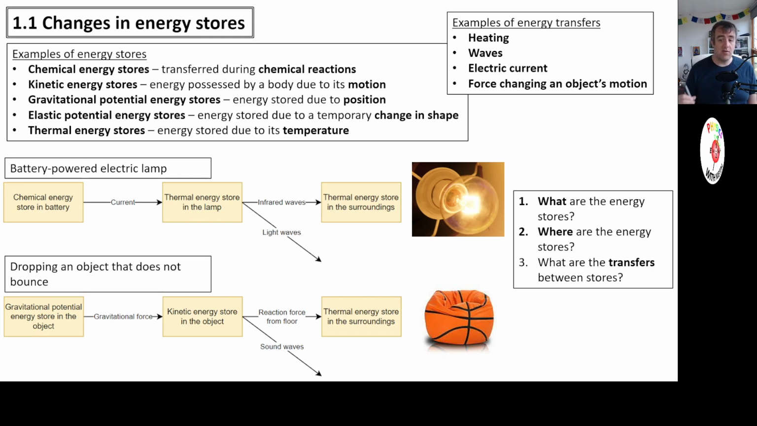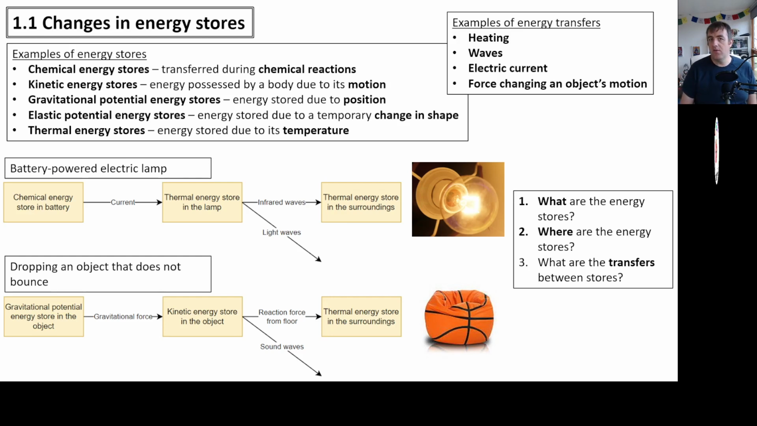So you would start with the arrow, not with the box. I've just happened to have started with the box here. So with a battery-powered electric lamp, we have energy stored in the chemical energy store of a battery. Then that energy is transferred to the thermal energy store of the lamp. Well, how does it get from the battery to the lamp? Well, there must be a current.